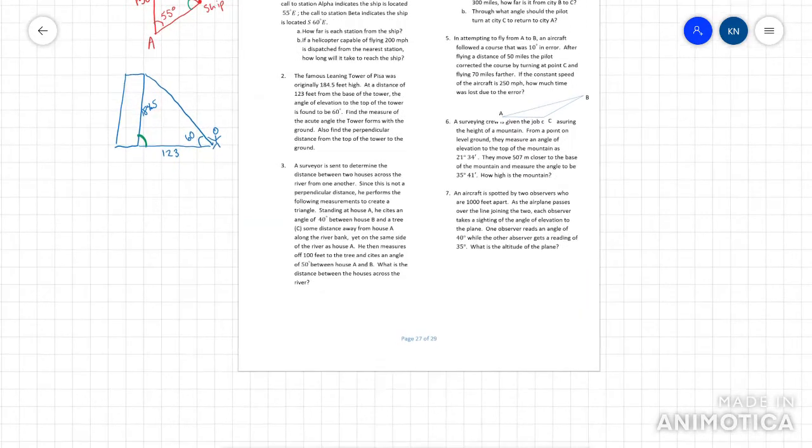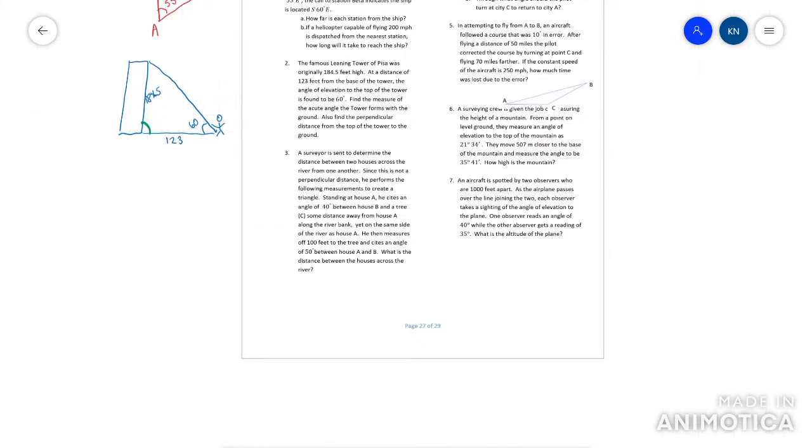This one's really weirdly worded. Basically, there's a guy and he needs to know the distance between two houses and there's a river in the middle. So the way I started drawing this is I drew the river. Here's the river. And there's going to be a house on one side. We'll call this house A. And then there's going to be a house on the other side. We'll call this house B. And so let's walk through it.